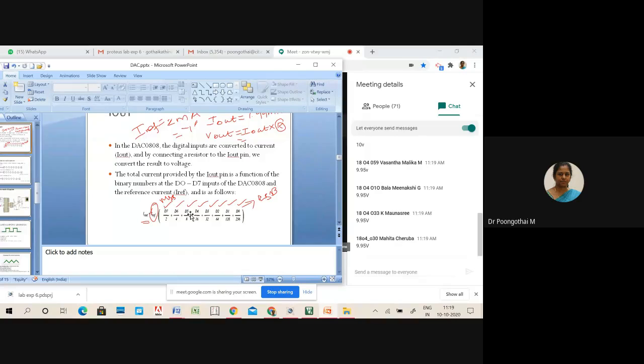So your R-2R ladder network will perform this operation. Based on your digital inputs, this way your digital value is converted into analog value. Is that clear? Suppose if all the inputs are 0, what is the output? When we are applying 0 to all the bits, your output will be 0. V out is equal to 0.